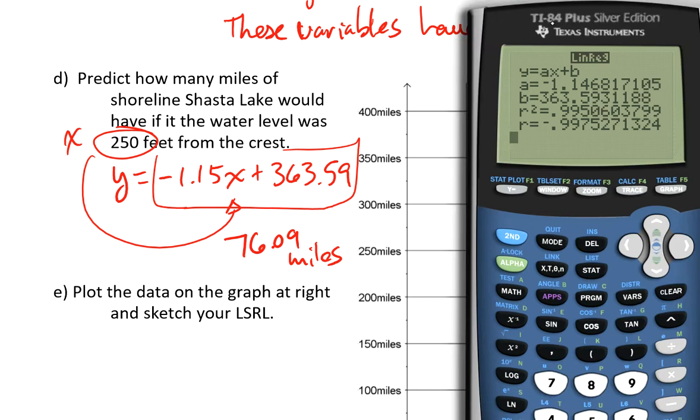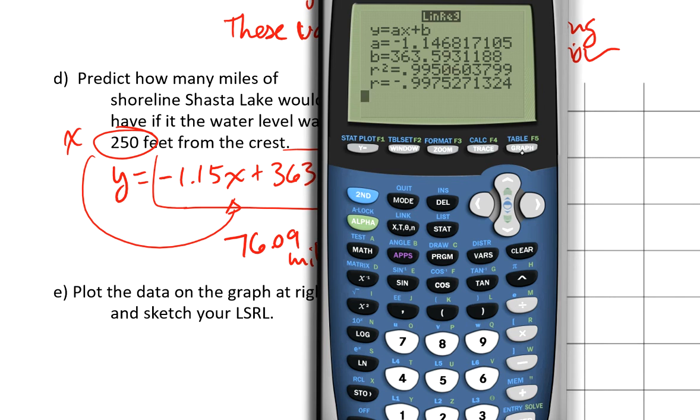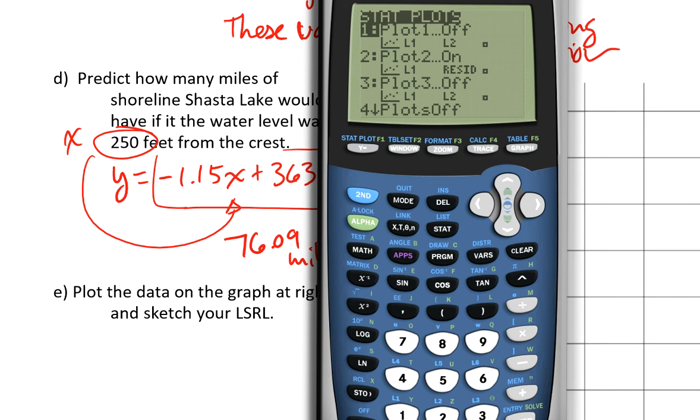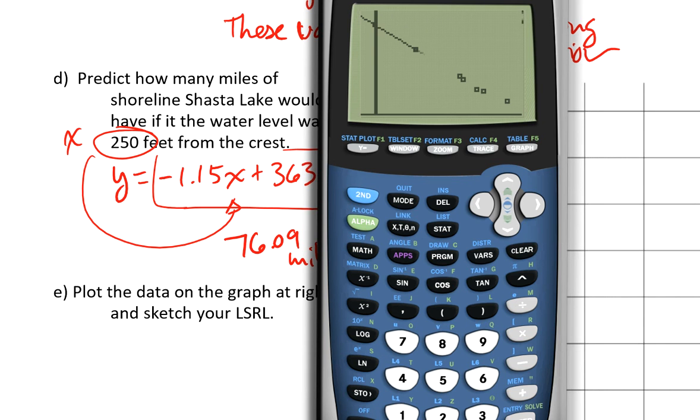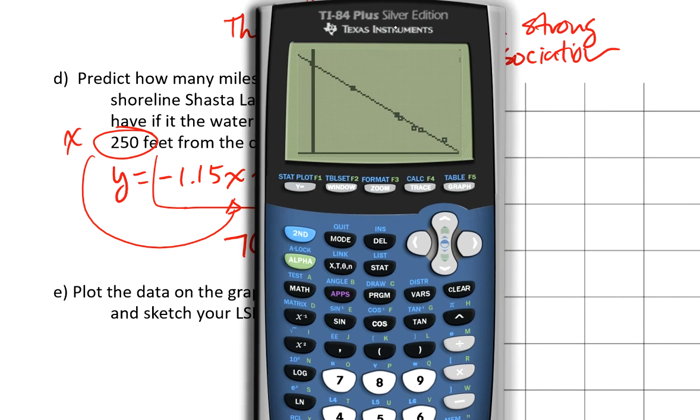Another way that you can see this too, if you remember, if we go back, let's turn back on the scatter plot. So I want to turn this plot back on, and I want to turn off the residual plot. So let me turn it off. Now if I hit zoom 9 and take a look at it.